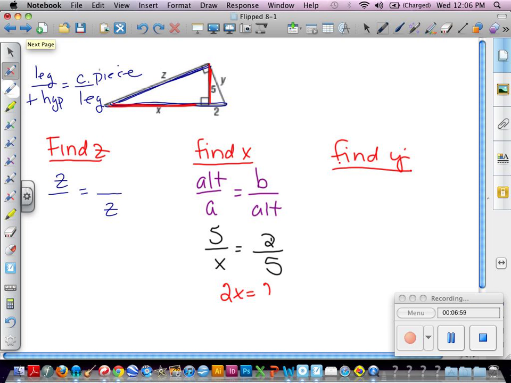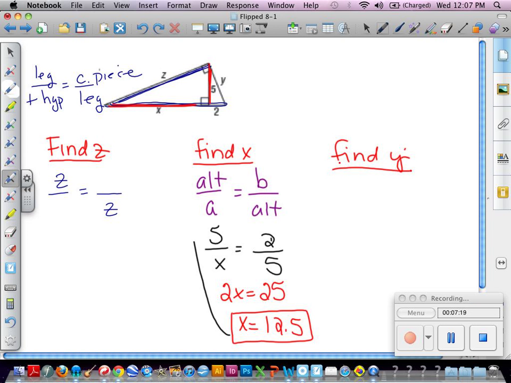2x equals 25, divide by 2. X is 12.5. And this time I didn't have to simplify a radical, and you're just dividing by 2. There's no radical there. Okay, now that I have x, I actually can come back here now and I can find my z.